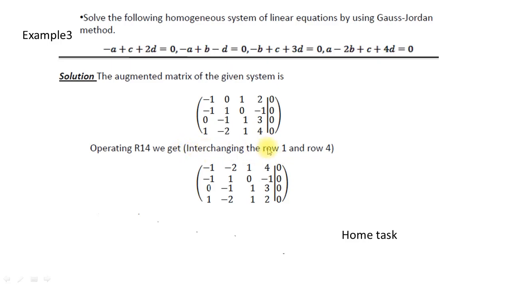I have already given you some hints. First of all, interchange the first row and the fourth row. We obtain 1, -2, 1, 4; -1, 1, 0, -1; 0, -1, 1, 3; -1, 0, 1, 2. And this is the home task for you. Try yourself to reduce this matrix into reduced row echelon form, and then check the reduced row echelon form for the solution of the system of homogeneous equations, to check whether this system has other solutions additionally to the zero solution.